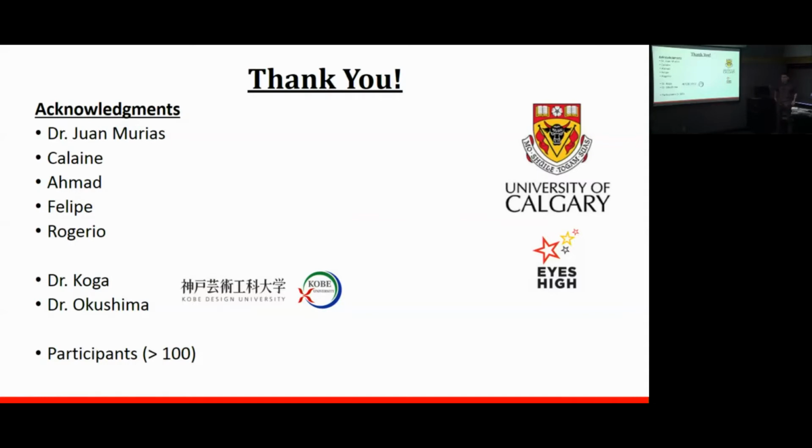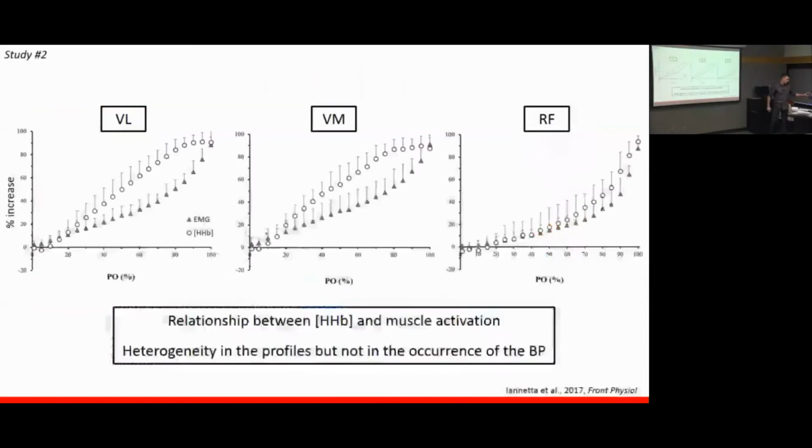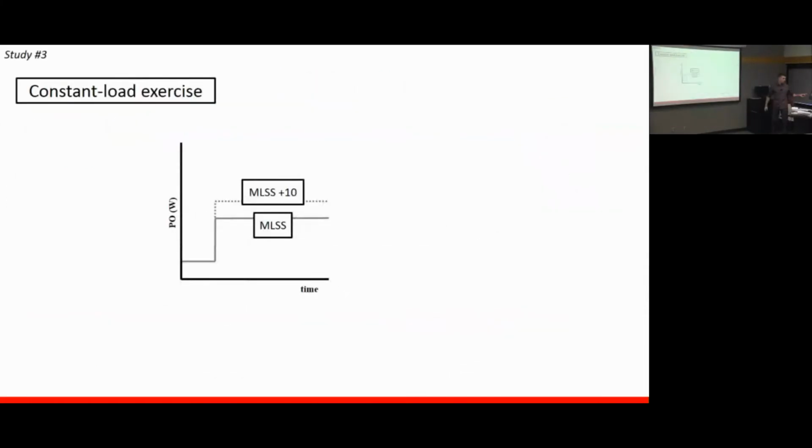Great. Any questions for Danilo? Yep. Next talk. I'm curious with the y-axis that you use. It seemed that there was a 100% increase in the HHB. Does that represent twice as much oxygen being extracted from the blood compared to a rested state, or what do those numbers represent?